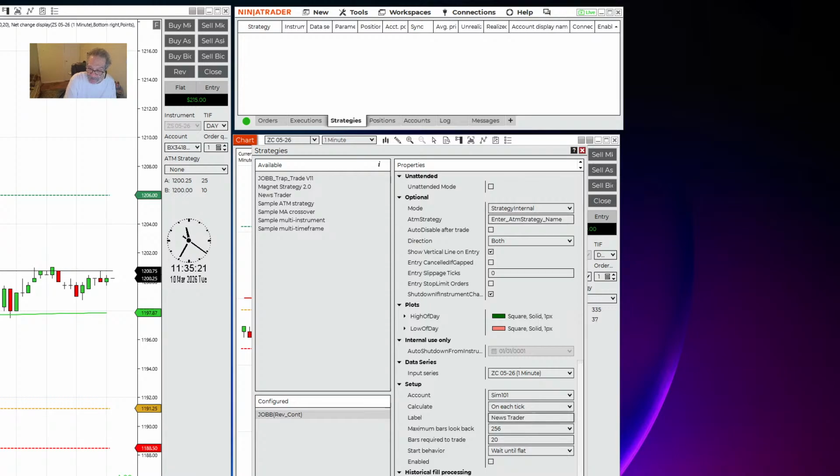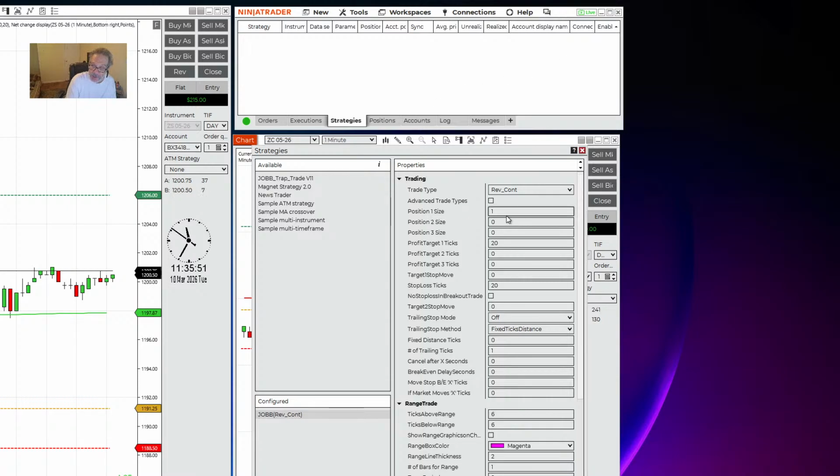Unfortunately, corn, I have to trade in sim because I don't have a prop account that allows corn, which is BS if you ask me, that they don't allow it. There's absolutely no reason why corn shouldn't be allowed. It's absurd.